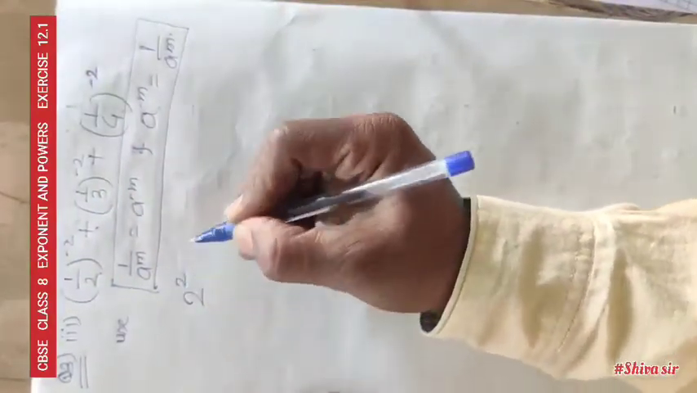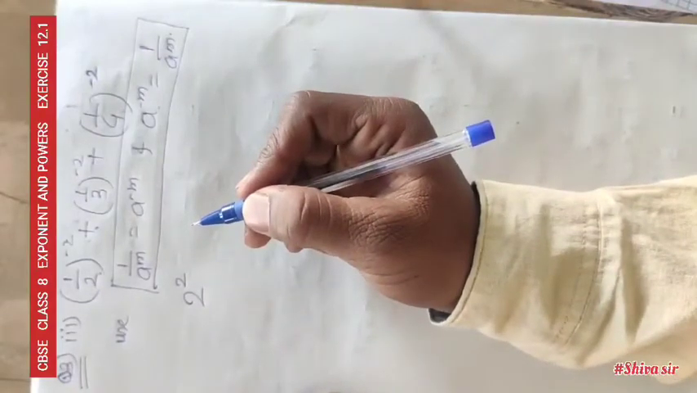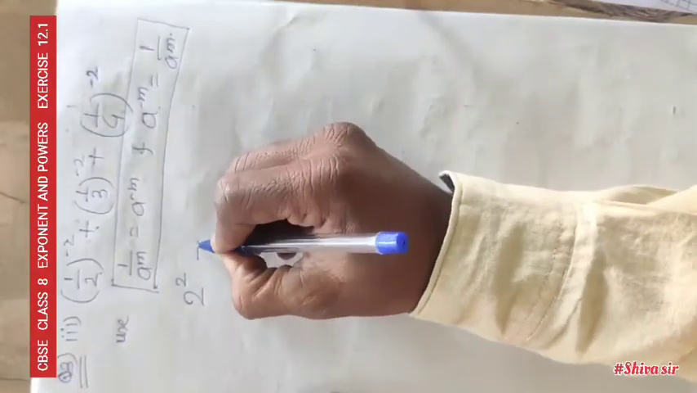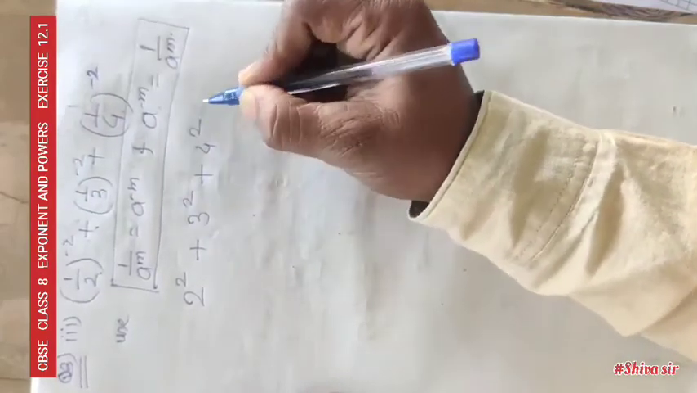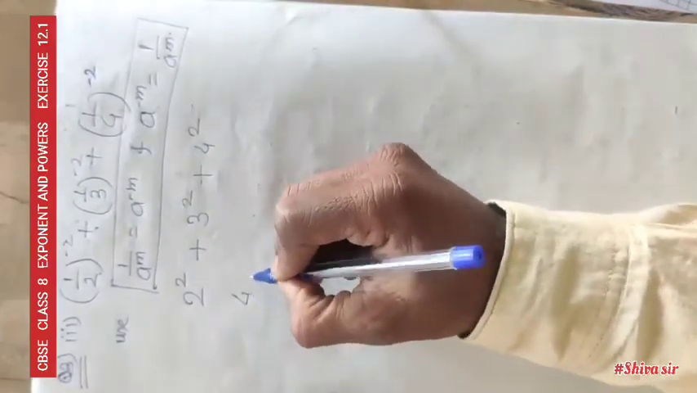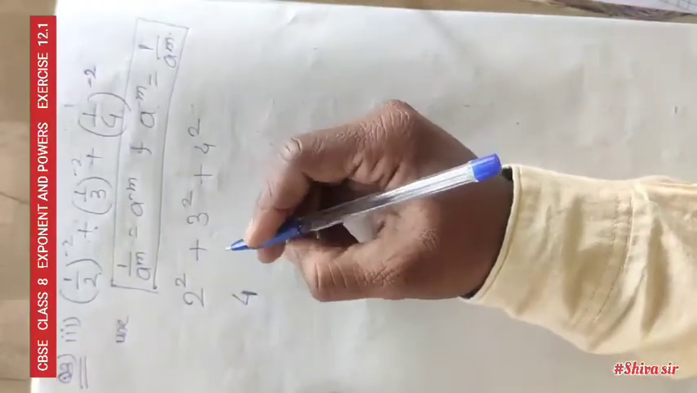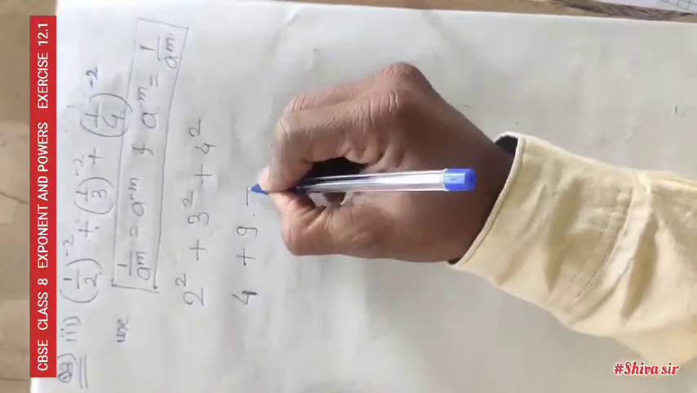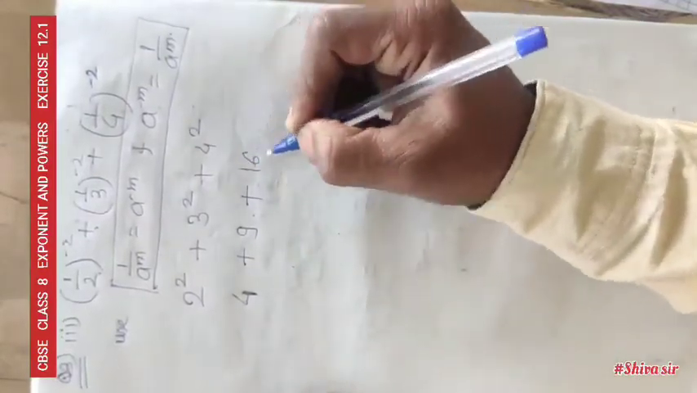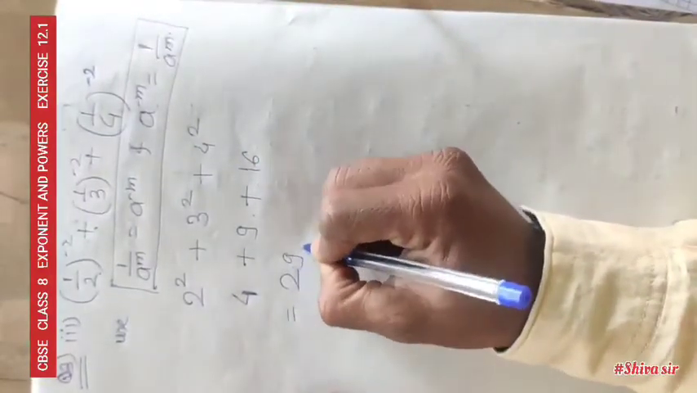So using this multiplicative inverse, simply write down 2 raised to the power 2, plus 3 raised to the power 2, plus 4 raised to the power 2. 2 square is equal to 4, and 3 square is equal to 9, plus 4 square is equal to 16. So our answer is 29.